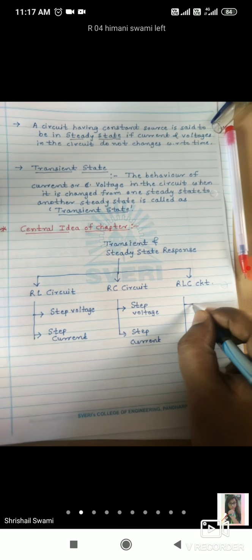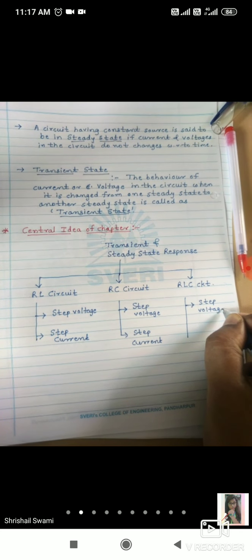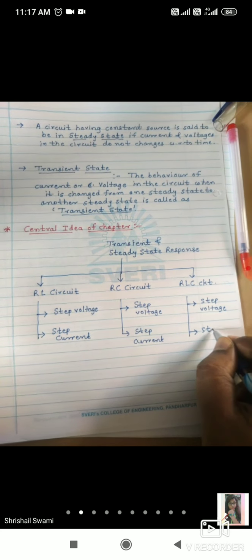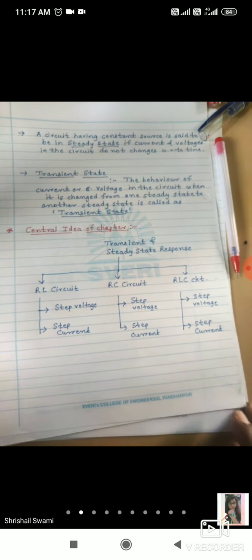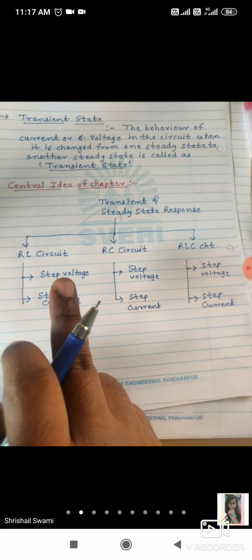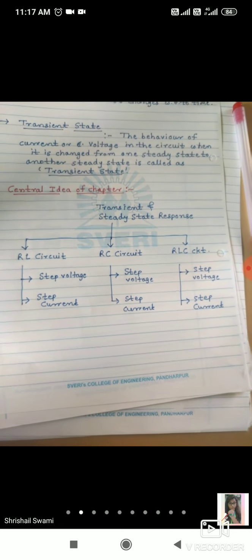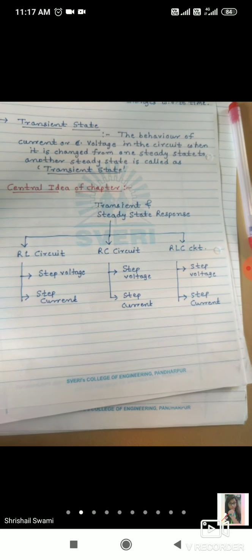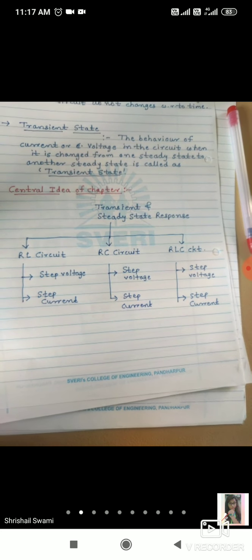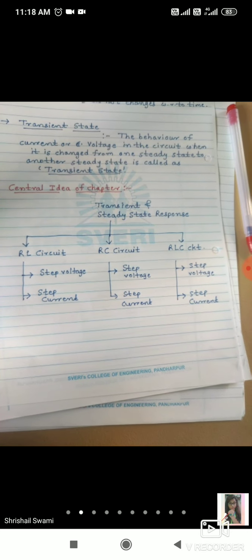And here also we are going to learn step voltage and step current. So this will be the overview, or central idea, of the chapter, what we are going to learn. We are learning the application of step voltage as well as step current for each and every type of circuit, that is RL, RC and RLC. Then, based on the formulas, we are going to solve numerical problems based on all transient response for all types of circuit.